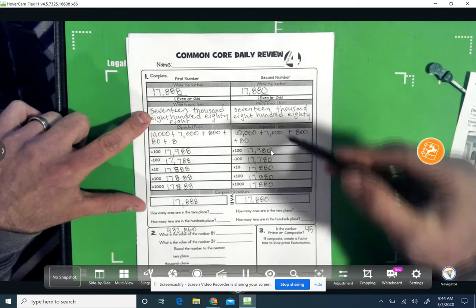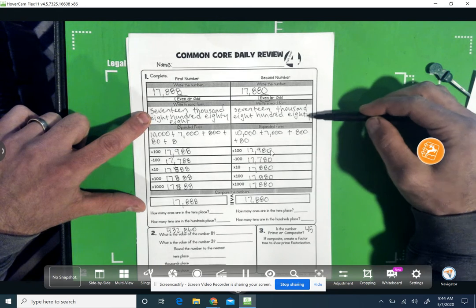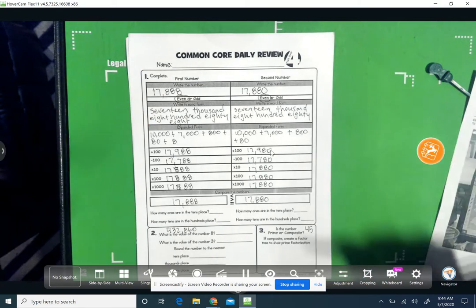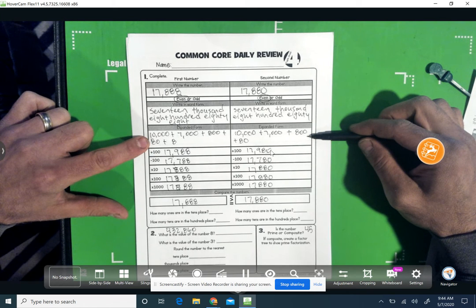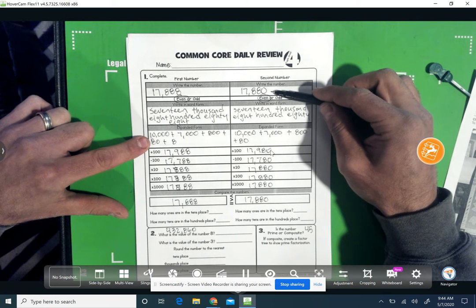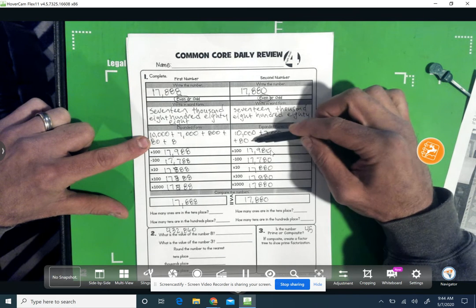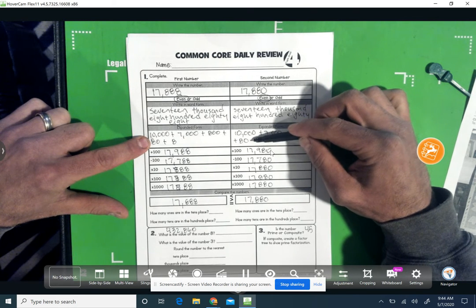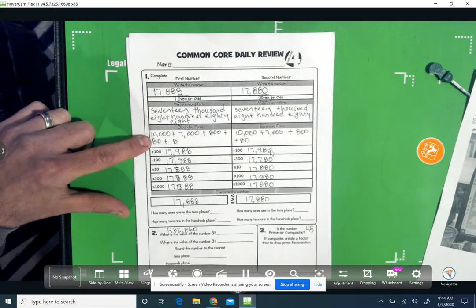17,888 in word form, 17,880 in word form. Both of the numbers here expressed in expanded form. Let's see, any points here looking at 17,880 because there's a 0 in the ones place. You do not need to add a digit for the ones place. You do not need to put plus 0 here at the end.